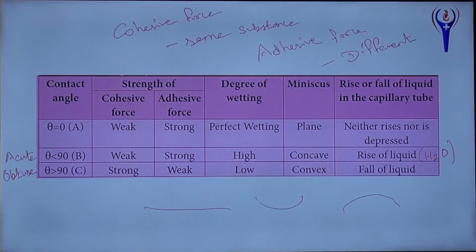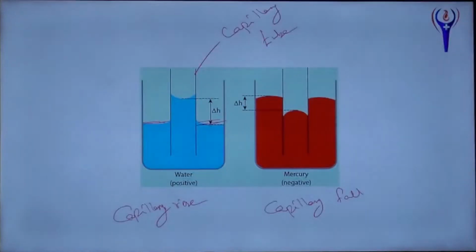Fall in the capillary, fall of liquid. Here what substance did I say? Mercury. Mercury is an example for capillary fall or convex meniscus. Angle of contact is obtuse. Here the angle of contact is acute and here obtuse. Convex meniscus, concave meniscus. Capillary rise, capillary fall.